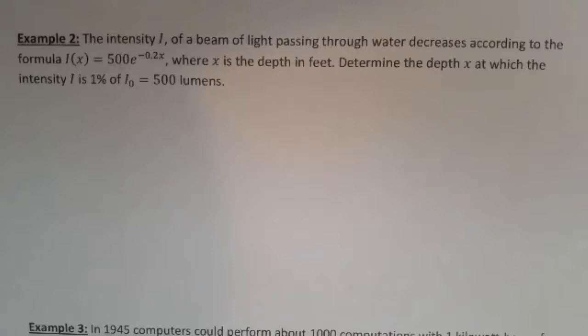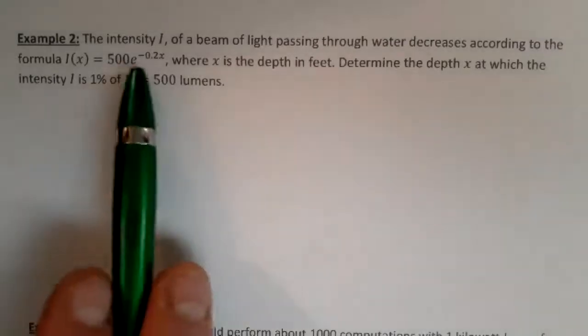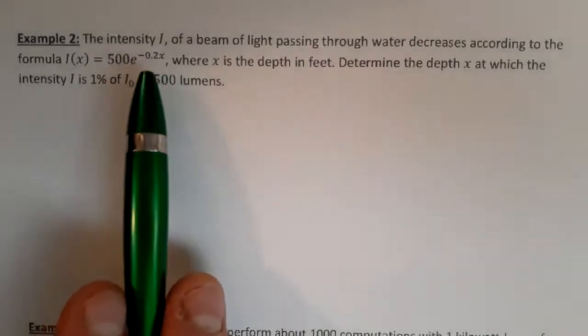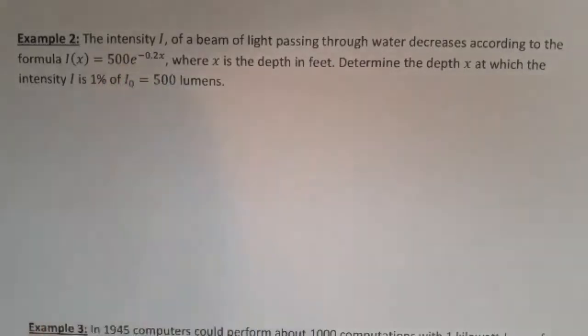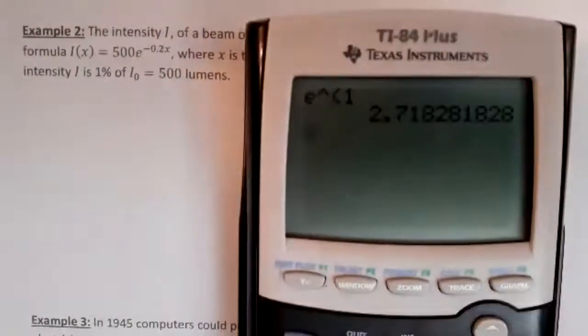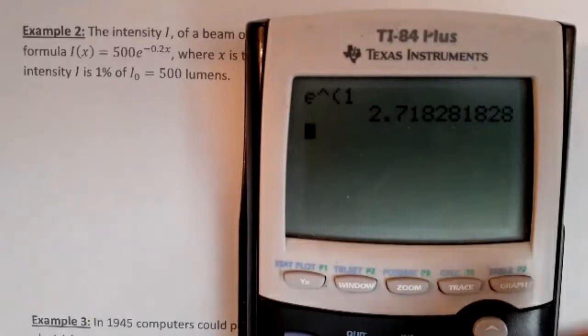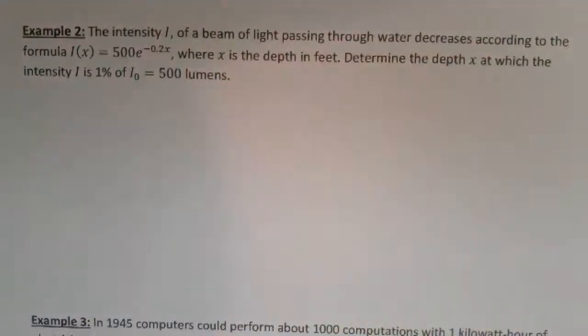So the intensity I of a beam of light passing through water decreases according to that crazy formula. So that's an exponential with the natural log base. So we've talked about this e, it's Euler's number. It is, if I do it again, 2.7 something crazy. I couldn't tell you off the top of my head. It is an irrational number. And so x is the depth in feet. Determine the depth x at which the intensity is 1%.